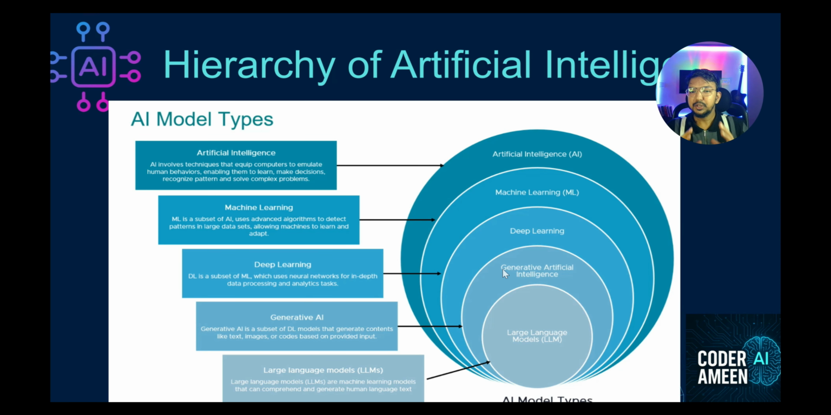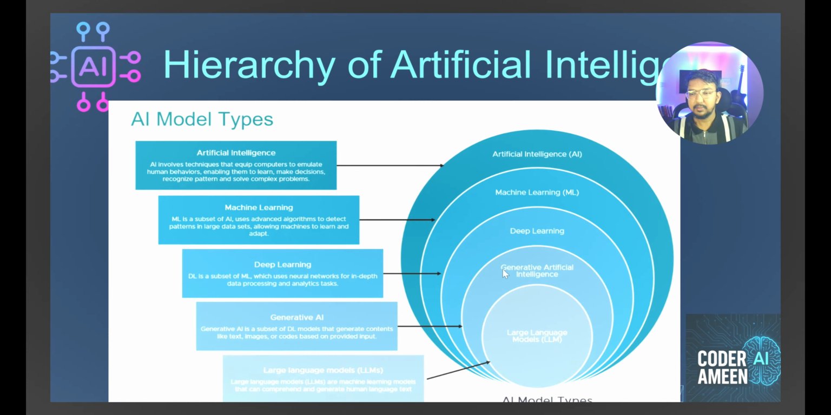If we talk about deep learning, it will be inside machine learning; we have another subset called deep learning, right? Inside deep learning we have generative AI, or what we call Gen AI. Inside generative AI we have LLM. LLM stands for large language model. Let's understand what generative AI and LLM basically mean.